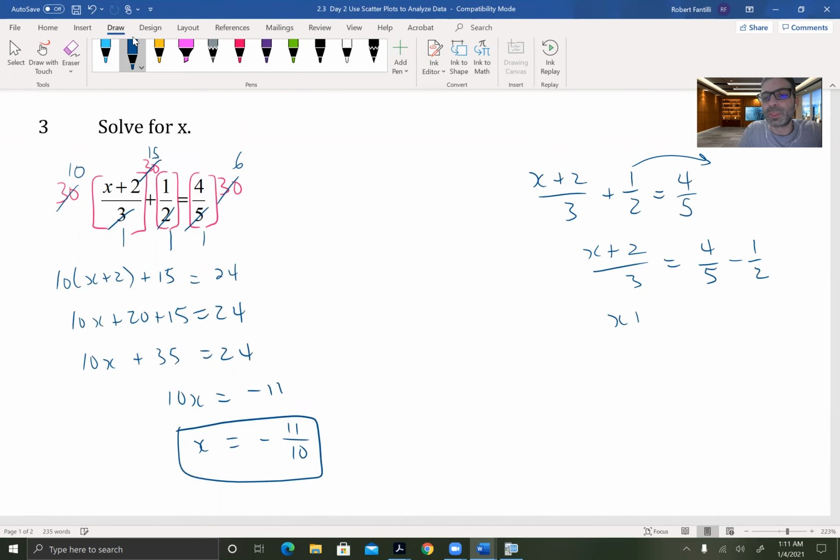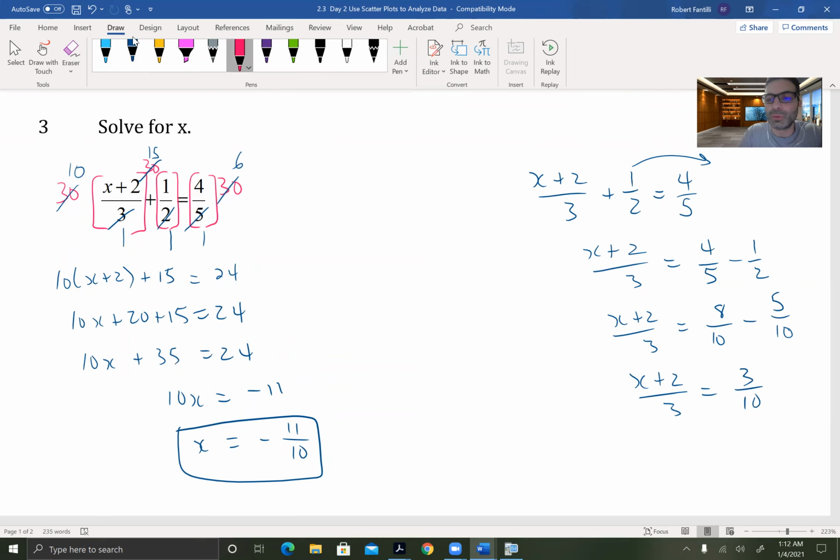Now I have x plus 2 over 3 equal, and I need to come up with a common denominator here because we're subtracting fractions. And the lowest common multiple is 10. What did we do to the 5 to get to 10? We multiplied by 2. So we multiply the 4 by 2. 2 times 5 is 10, so 1 times 5 is 5. And we're left with x plus 2 over 3 equal 3 over 10, because 8 minus 5 is 3.